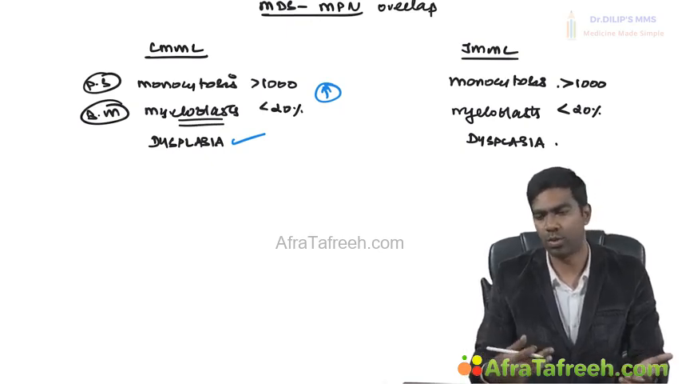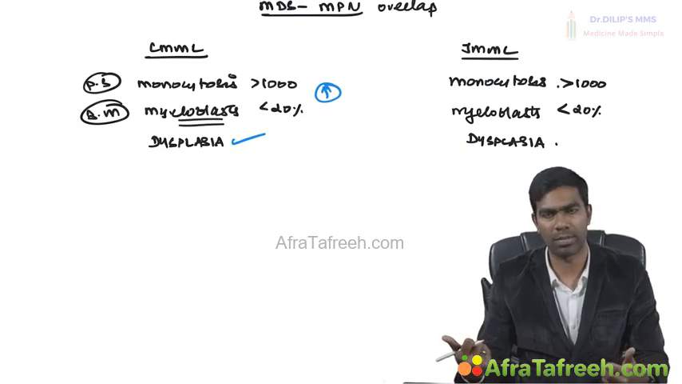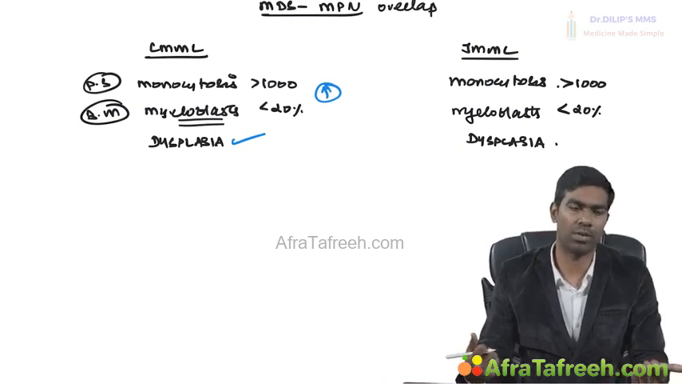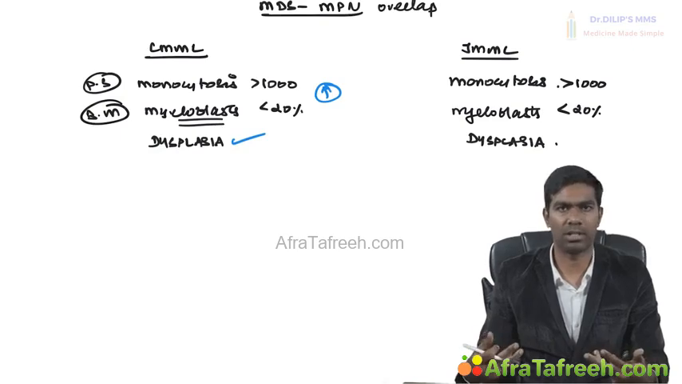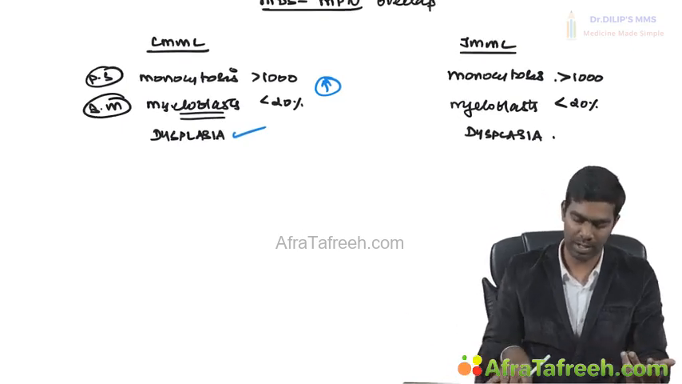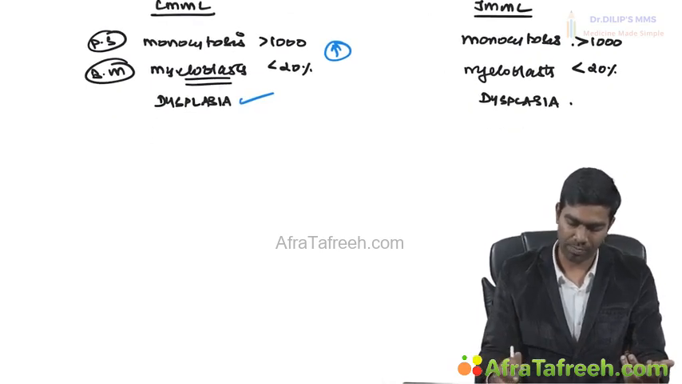It's an overlap. It shows the features of both MPN, which show increased cells in the periphery. At the same time it shows hypercellular marrow like MPN and MDS. At the same time it also shows us dysplasia, which is like MDS. So that's why it's an MPN MDS overlap syndrome.